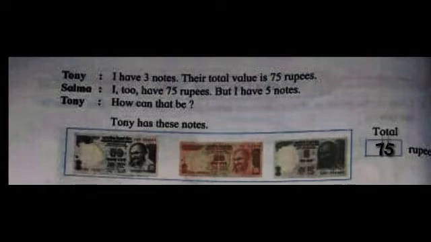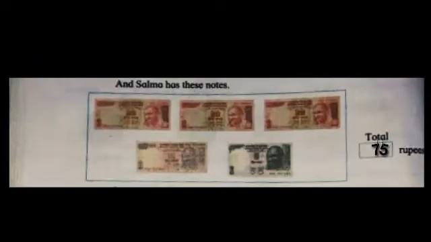So the total is 50 plus 20, 70, plus 5 is equal to 75 rupees. Now we will see which notes Salma has. 20 plus 20 plus 20. There are 3 notes of 20 rupees. It makes 60 rupees. 1 note of 10 rupees makes 70 rupees. And 1 note of 5 rupees makes 75 rupees. So children, what you have seen here is that the notes are different, but their value is the same. It means that both Tony and Salma are right.